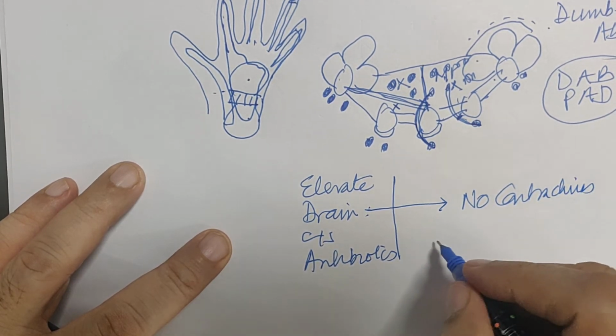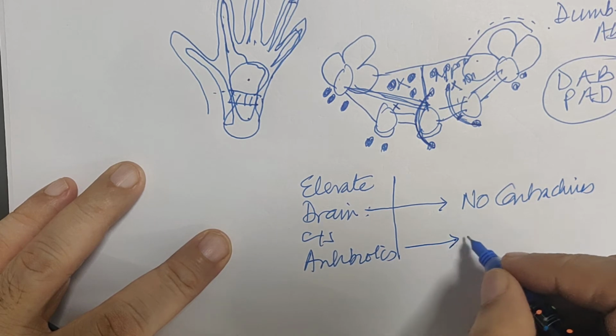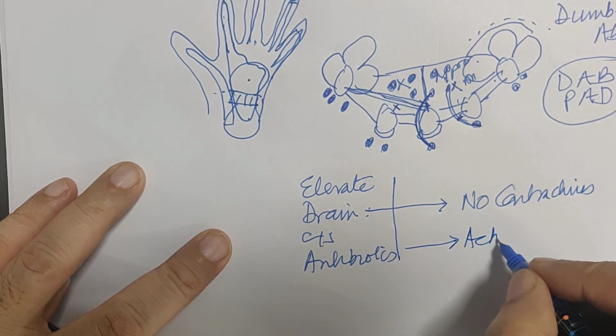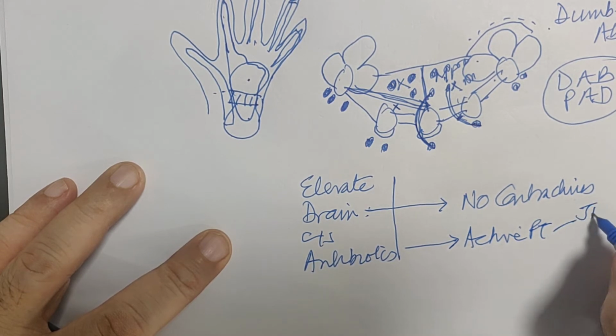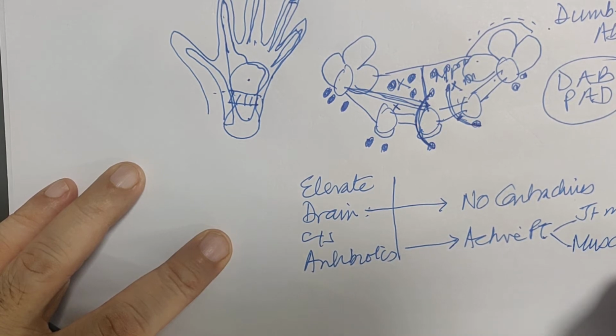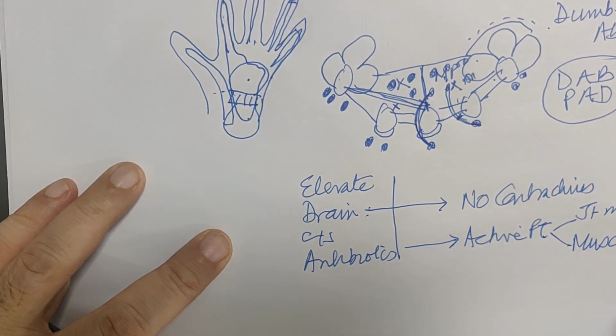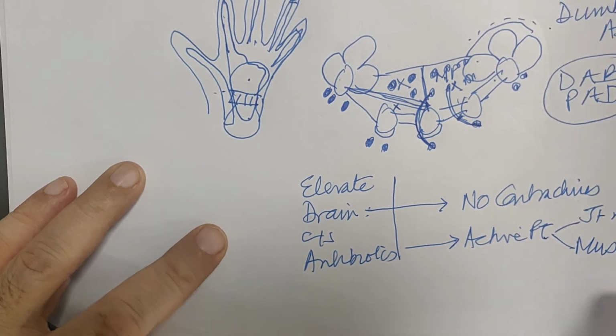Following subsidence of infection, you give active physiotherapy to restore joint movement and muscle power. Then there is a question of the paralytic hand.